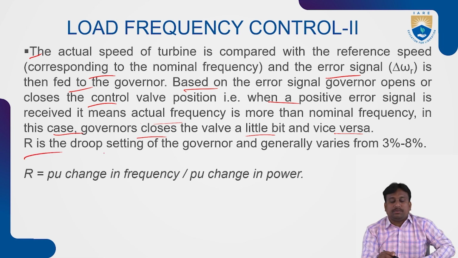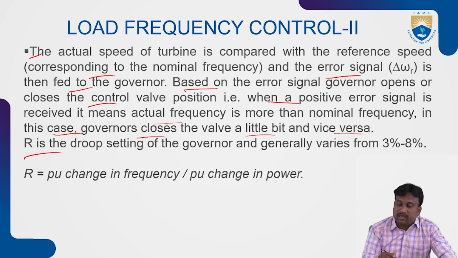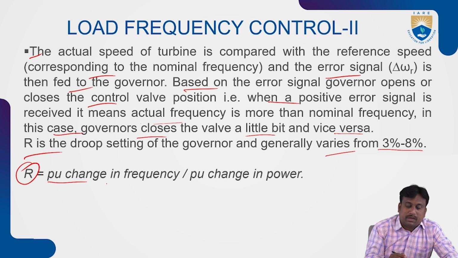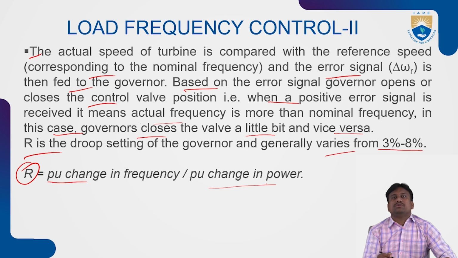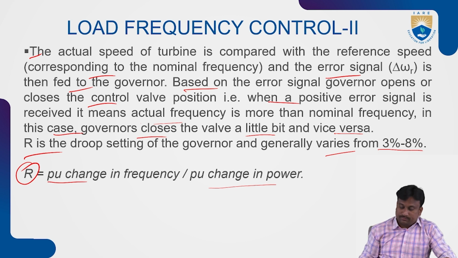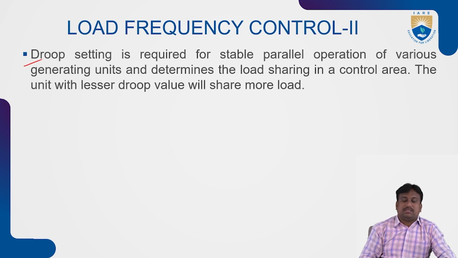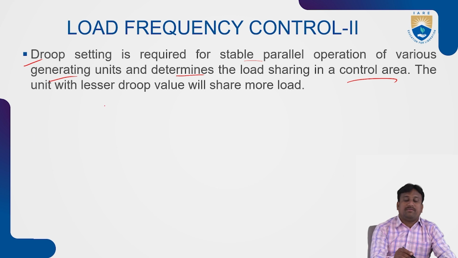So R is the droop setting of the governor, and generally it varies from 3% to 8%. So here the capital R value is taken as per unit change in frequency. That means per unit change in power also takes place for capital R. So a decrease in the droop setting value is required for a stable parallel operation of various generating units. That means it determines the load sharing in a control area. So the unit with the smaller droop value will share more load.